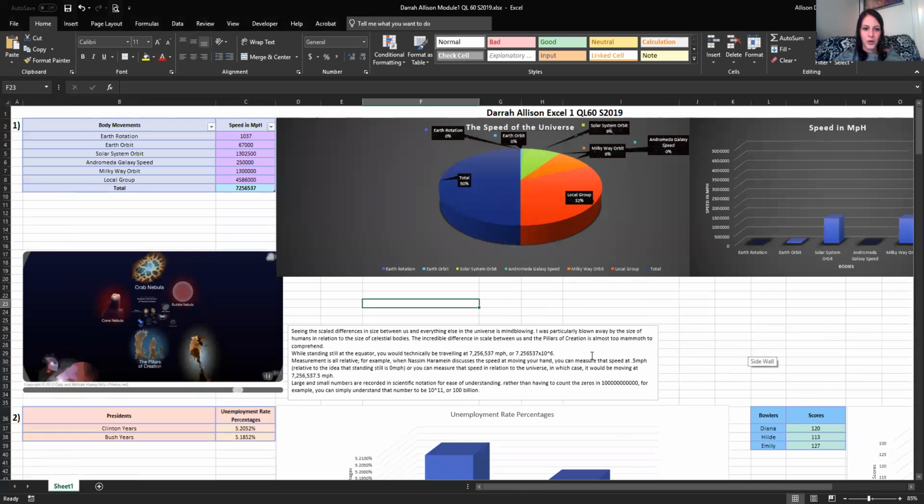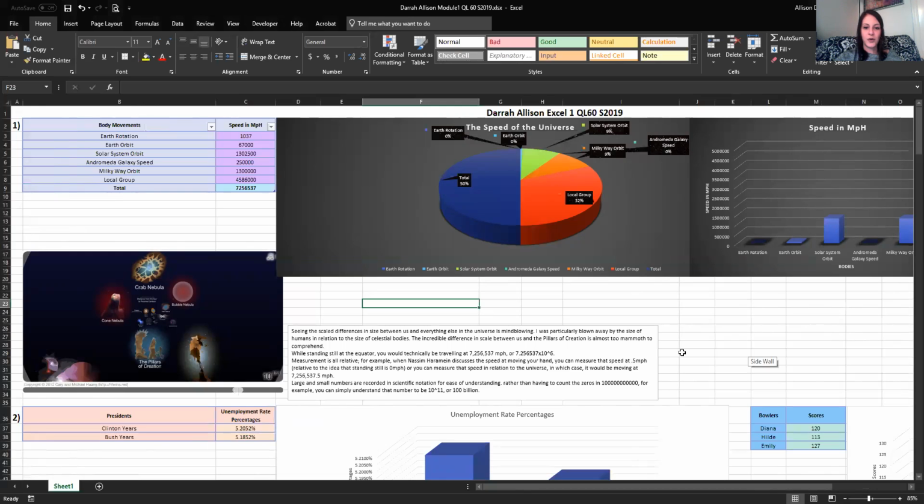So my report was that seeing the scale differences in size between us and everything else in the universe is mind-blowing. I was particularly blown away by the size of humans in relation to the size of celestial bodies. The incredible difference in scale between us and the pillars of creation is almost too mammoth to comprehend.